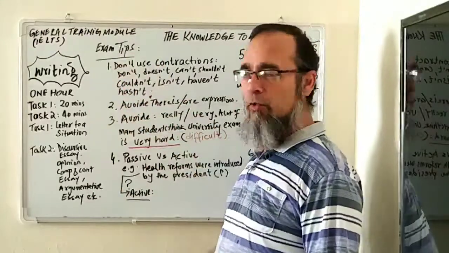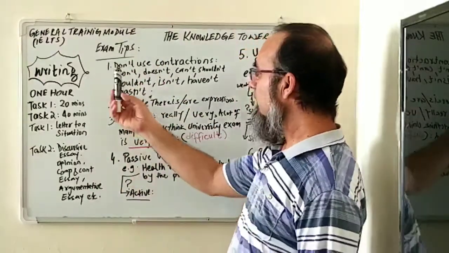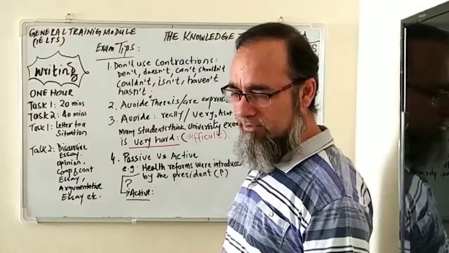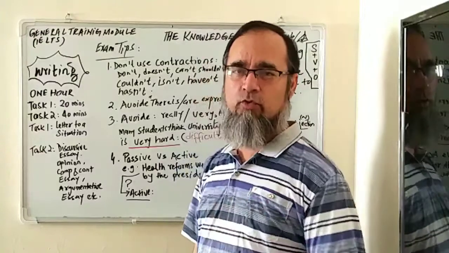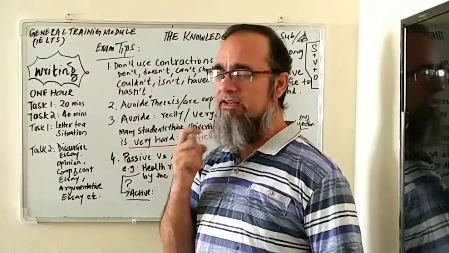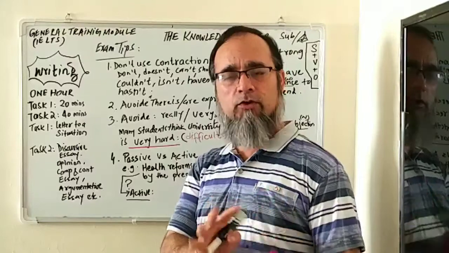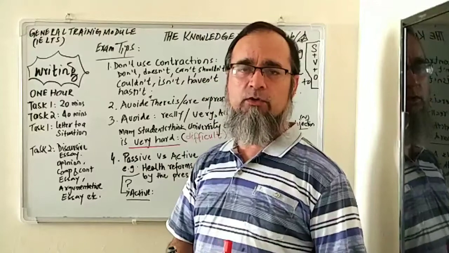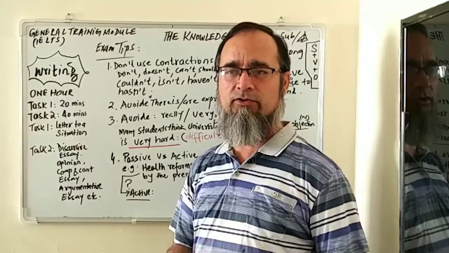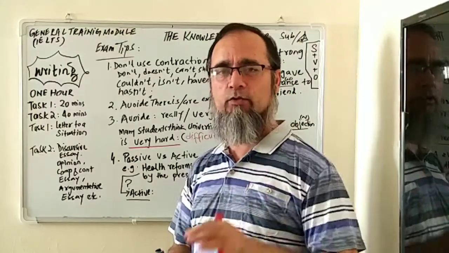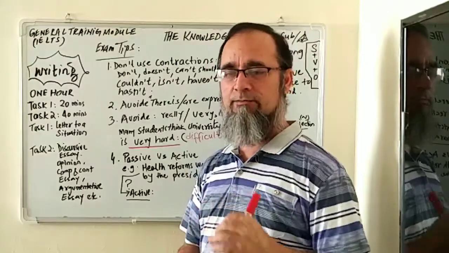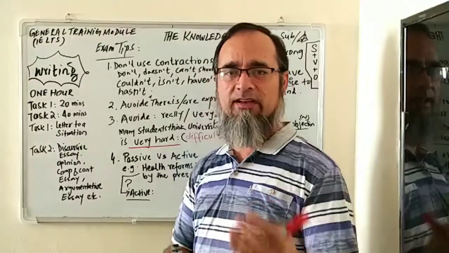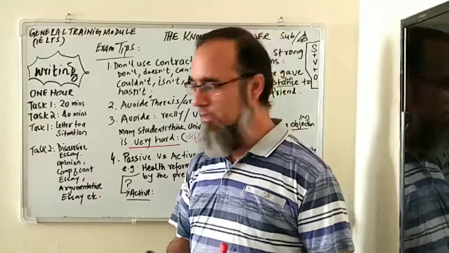Now let's get going with the exam tips. Number 1: don't use contractions in your writing. Some candidates or students are quite habitual of writing contractions, that is, short forms of words. Do not do this in the writing module of the IELTS examination, because this gives a bad impression, and this bad impression is carried over to the examiner as well. You will likely have less of a good impression on the examiner.